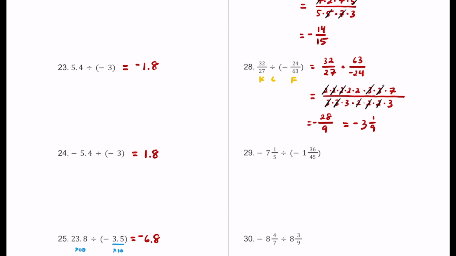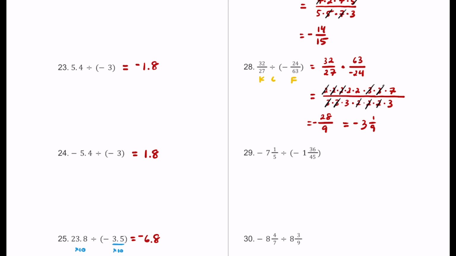Okay, for number 29, notice how we have a mixed number here. So we have negative 7 and 1 fifth divided by negative 1 and 36 45ths here. So we have a negative divided by a negative, so we know our answer is going to be positive. So if you'd like to, just go ahead and ignore those negative signs because they're not going to affect our answer, because we have two negatives or two opposites, so we're going to get a positive answer.